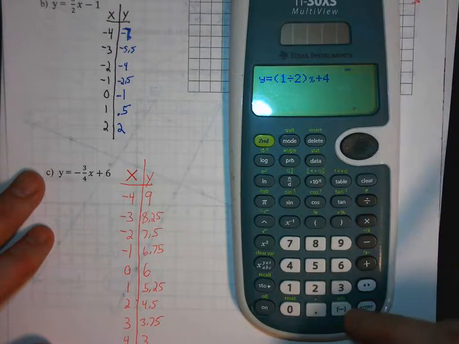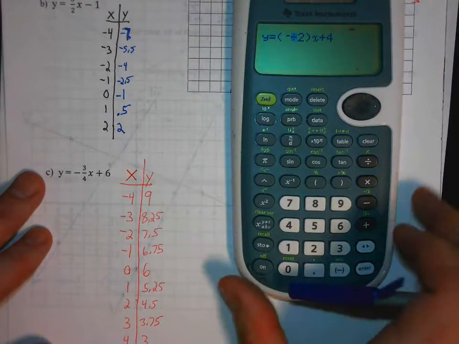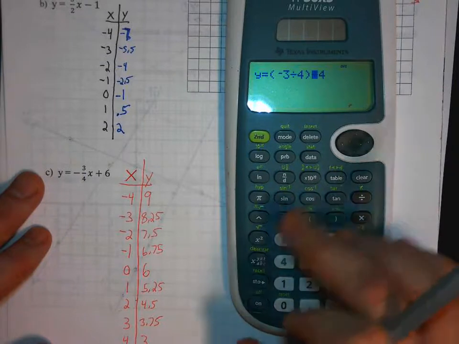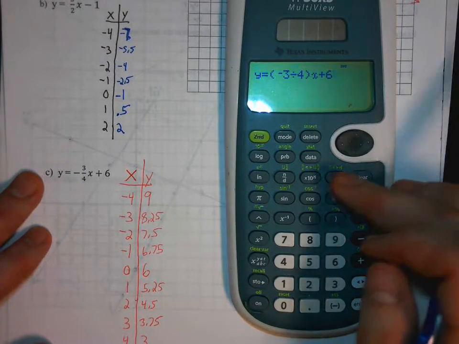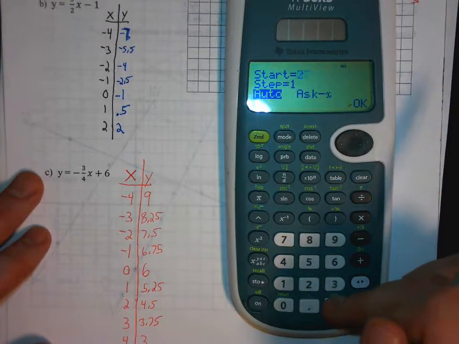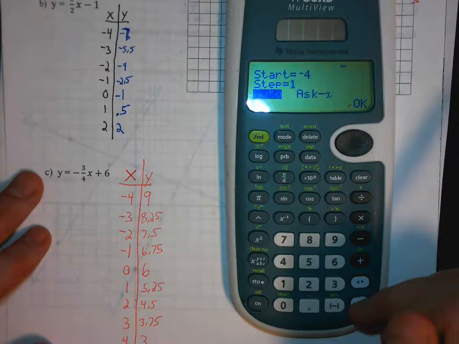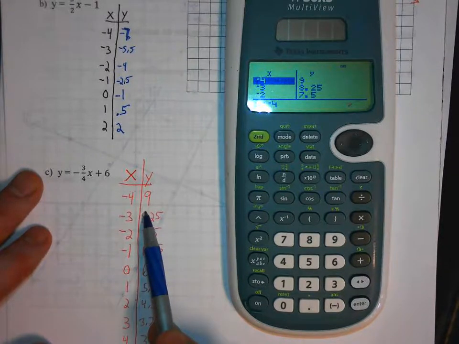You're going to do parentheses, negative. Use the white negative, not the minus sign, but the white negative. So -3 divided by 4, times x, and then plus 6. And if I start at, say, -4, step 1, auto, that gives me 9 for the first point.